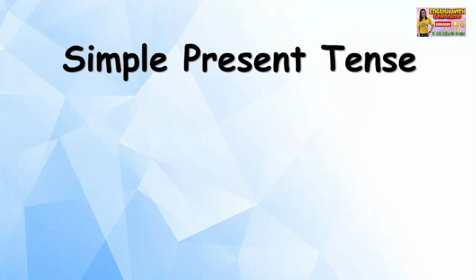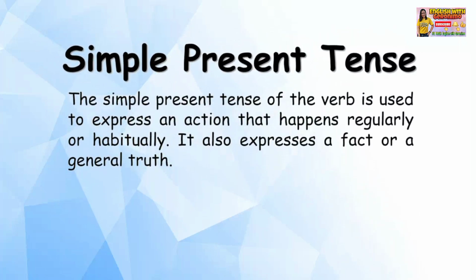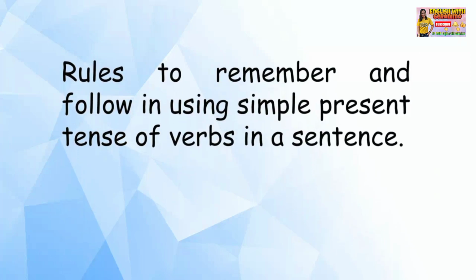Let's talk about verbs in the simple present tense. The simple present tense of the verb is used to express an action that happens regularly or habitually. It also expresses a fact or a general truth. Now here are the simple basic rules to remember and follow in using simple present tense of verbs in a sentence.